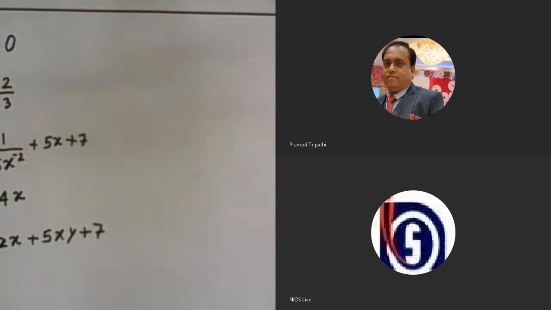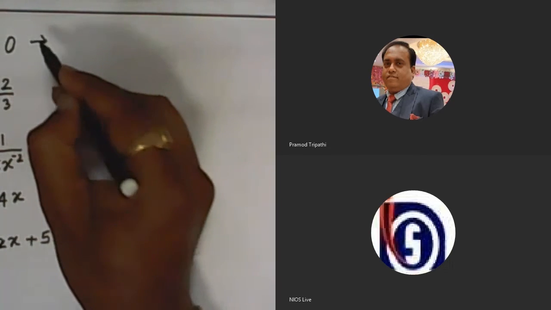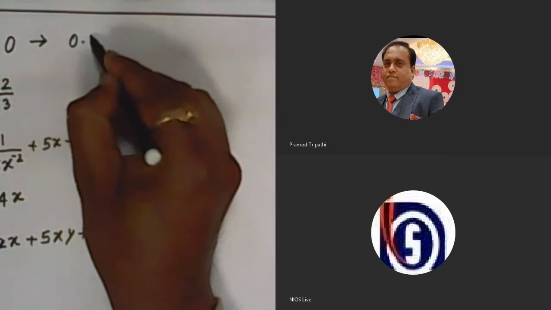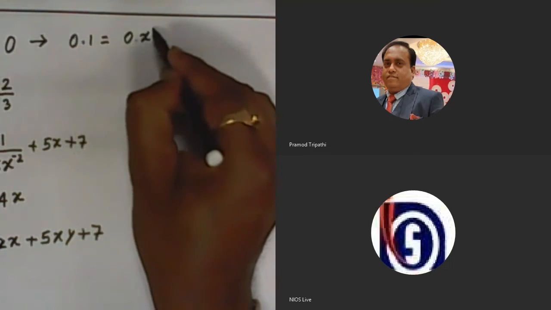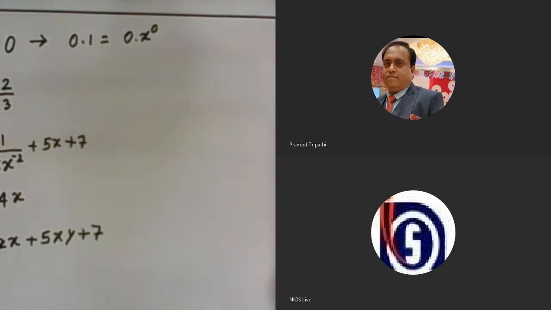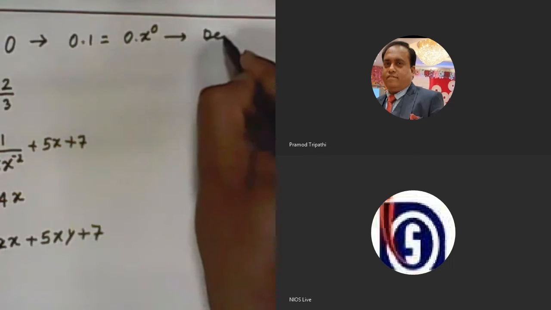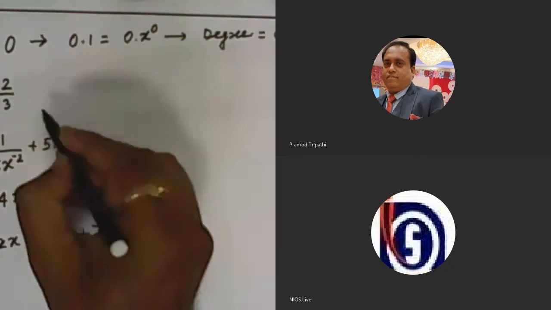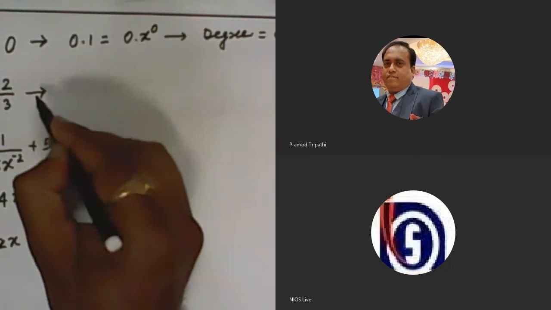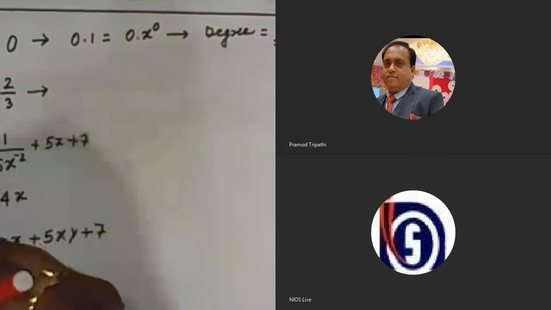Now we go to the first case, the 0. 0 can be written as 0 into 1, and this can be written as 0 into x raised to the power 0. So what will be the degree? The degree will be 0. Is it right or wrong? Now you have to think on this.